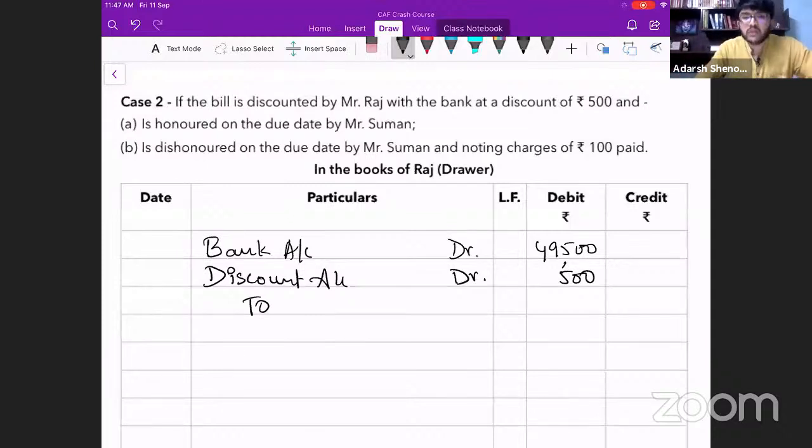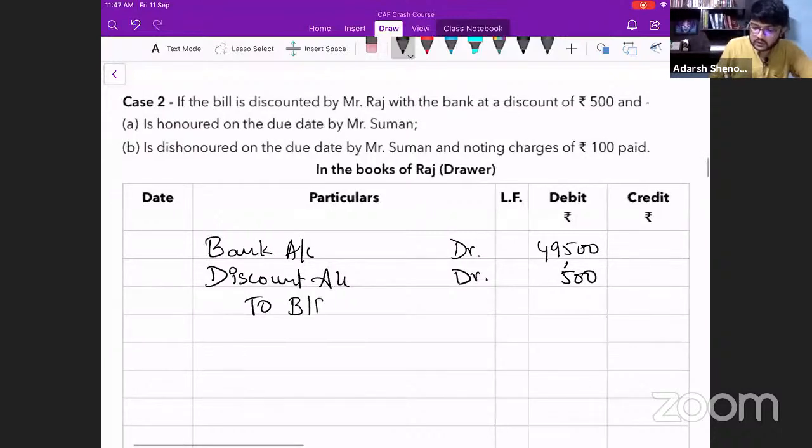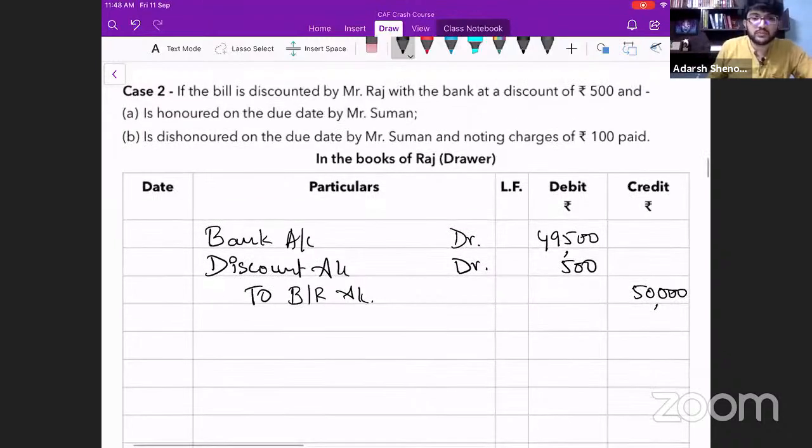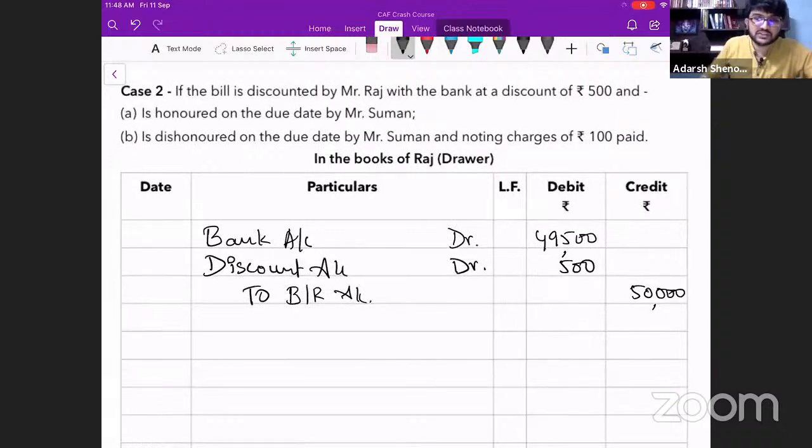So do you still have it with you? No. It's gone. The asset is gone. What should I do now? I should credit bills receivable, because you have handed it over to the banker. So that means your asset is gone. So 50,000 is to be credited. I hope everyone is comfortable with this.